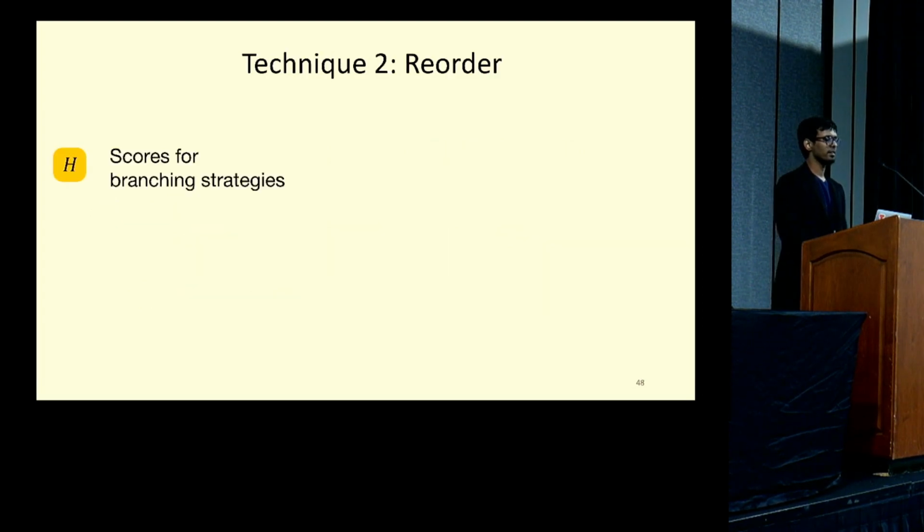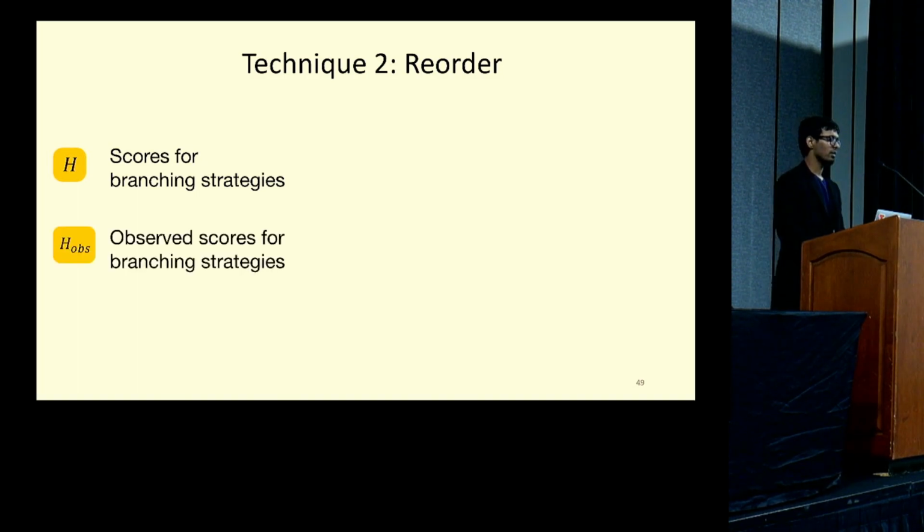Our second technique is called reorder technique. And for that, we revisit the branching heuristic that is used in the BAB verification. This branching heuristic, essentially, it's a scoring function that scores different branching strategies. And the efficient BAB verification basically picks the branching strategy that has the highest score among the strategies that are considered. Now, finding the most optimal branching strategy such that we have efficient verification is a computationally hard problem, and that's why we rely on these heuristics to solve this problem.